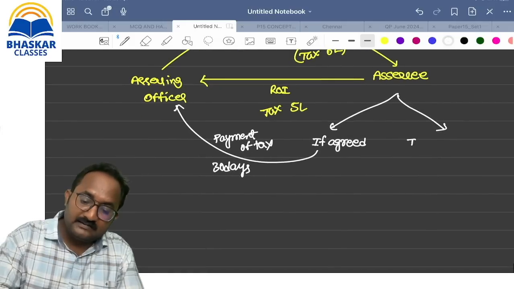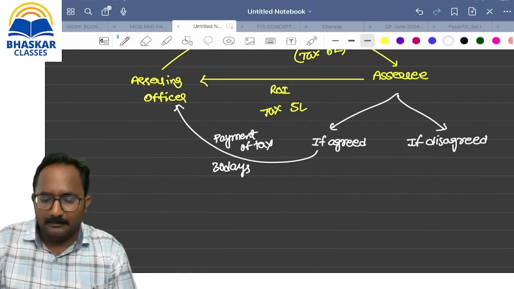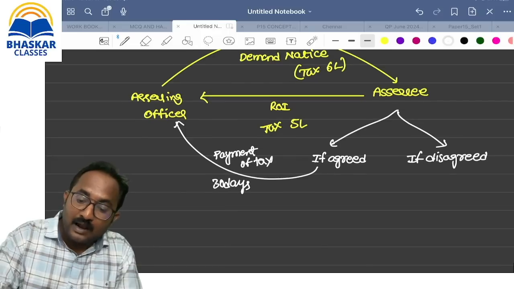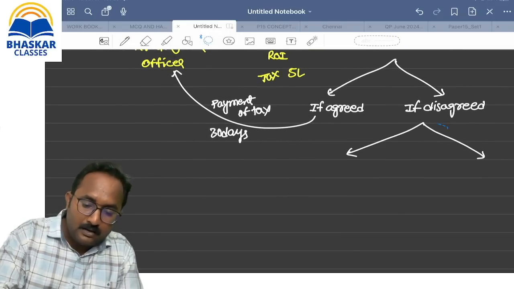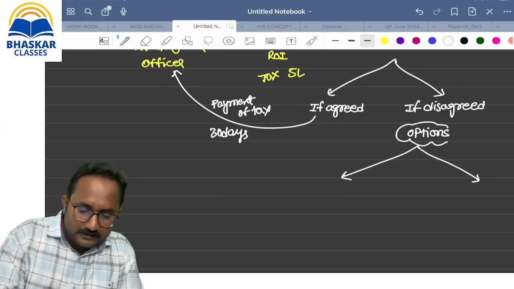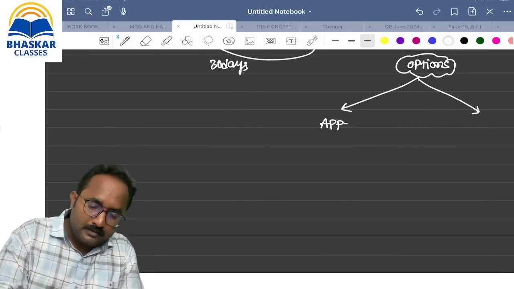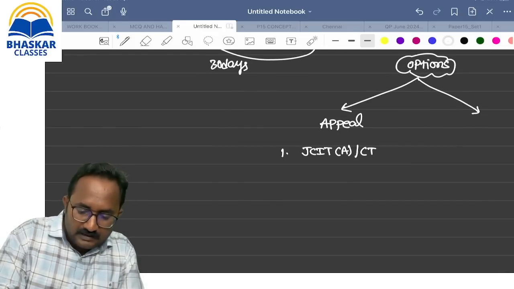Sir, if disagreed, I'm not satisfied with that assessment. How are they doing the assessment in such a manner? I disagree. Then yes, you have an option to make an appeal. You have how many options? 2 options. I will tell you. What are the 2 options? First option, appeal. First, you can go for the JCIT appeals or CIT appeals.